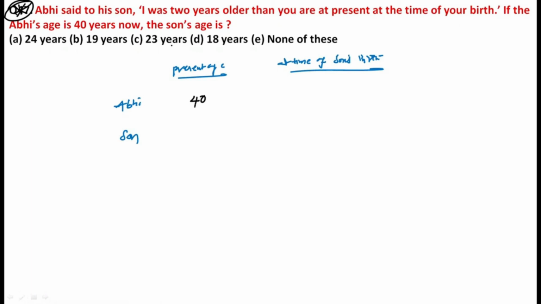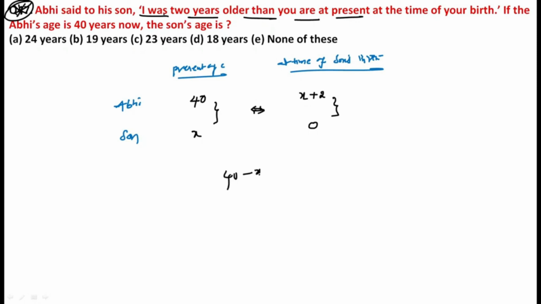Now, just read the statement. I was 2 years older than you at present. I just consider the present age of the son is X. Now, I was 2 years older at the time of your birth. At the time of your birth, the son's age is 0. So 2 years older means Abhi's age at the time of the son's birth is X plus 2. And if you observe, guys, whatever the duration increases or decreases, the difference of those ages is always equal.